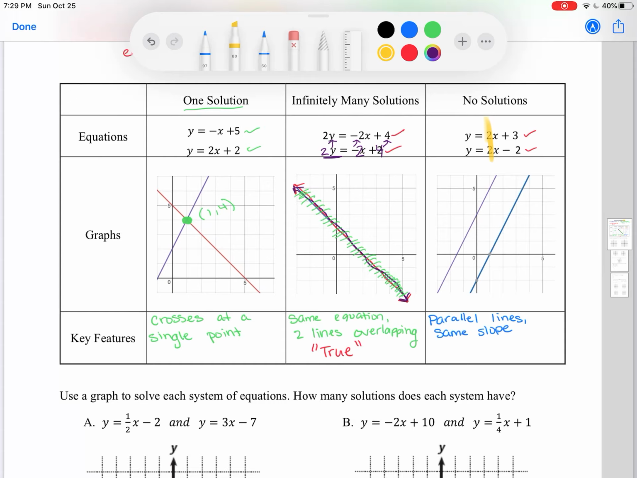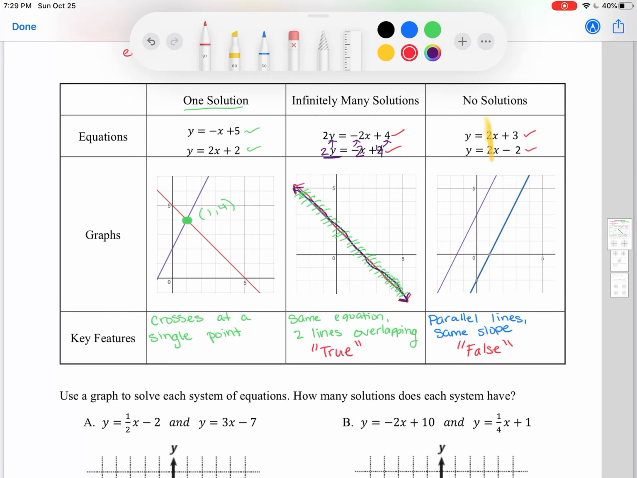So take a look at those two functions that I gave you. Take a look at their slopes. Their slopes are both 2's. So I know I'm working with parallel lines. All right? And by working with parallel lines, we know that they are never going to intersect one another. They're never going to cross one another. Therefore, I will have no solutions because at no point whatsoever are they going to cross.